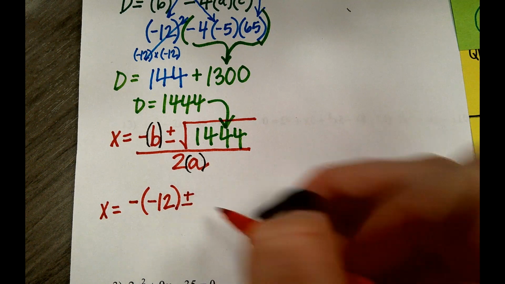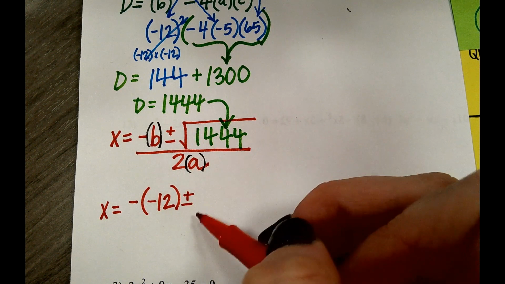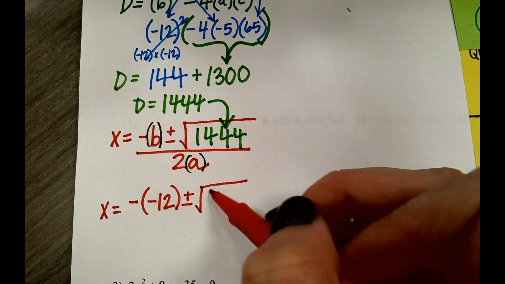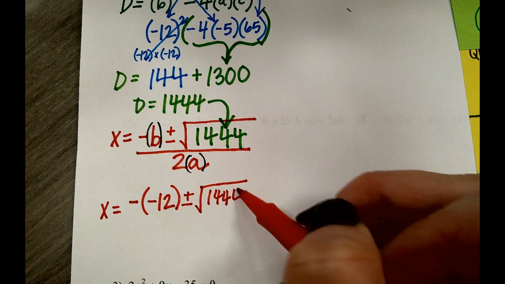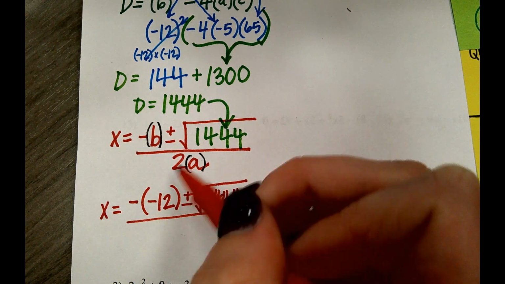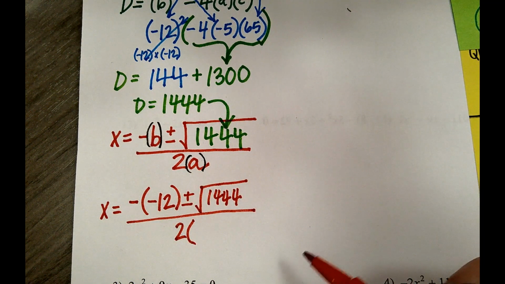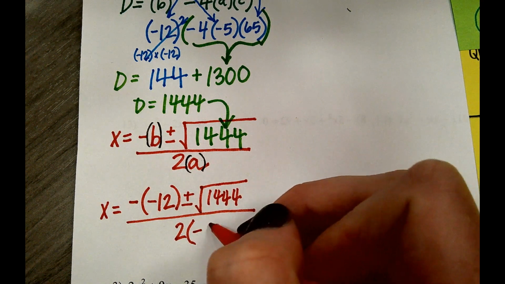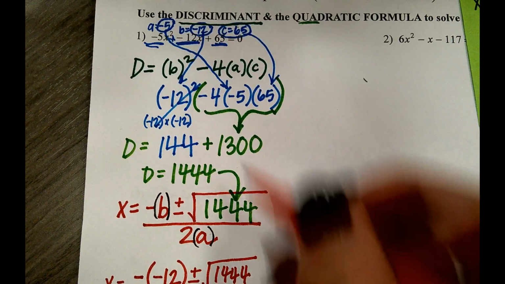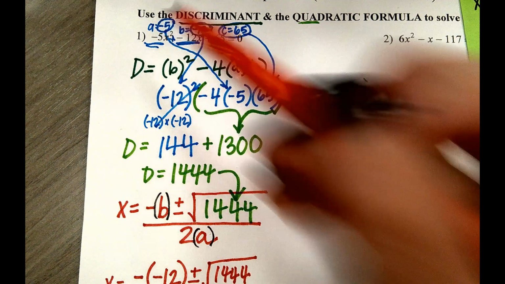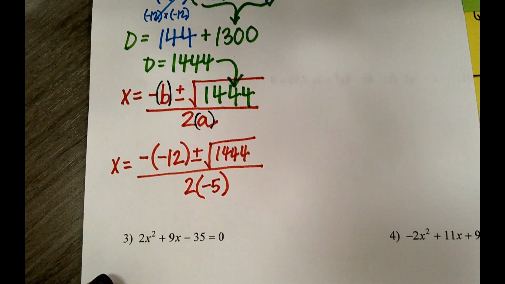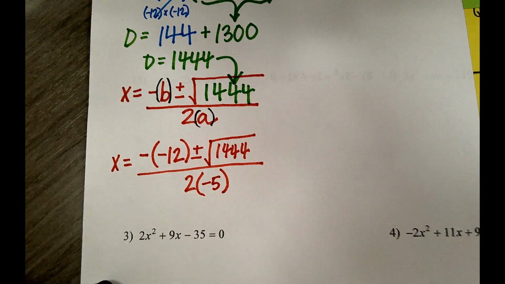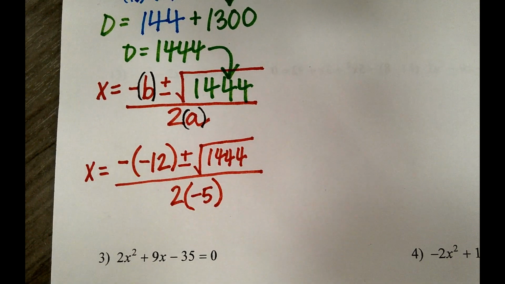Plus or minus the square root of 1444 all over 2 times, what is a? Negative 5. And again, we just got that from the original problem here. A is -5. So now we're here.